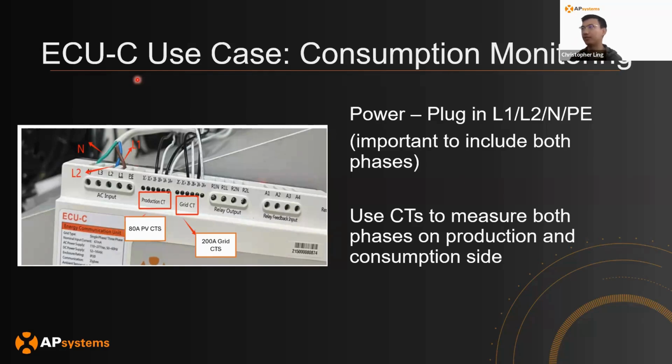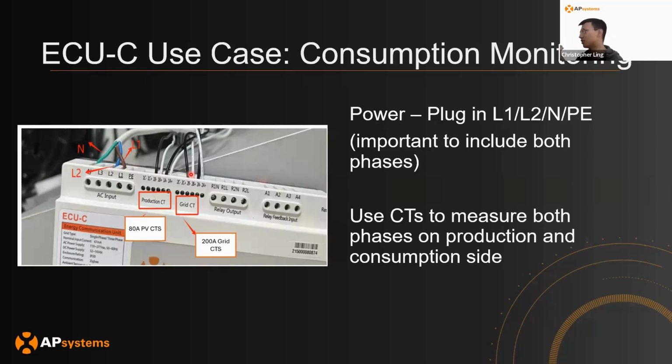All right, so coming back to the topic of consumption monitoring. First part is making sure that you have power connected and both phases are connected so that we can measure both phases. The second aspect is making sure that you have CTs that plug in and measure the production of the system and also the consumption of the system.